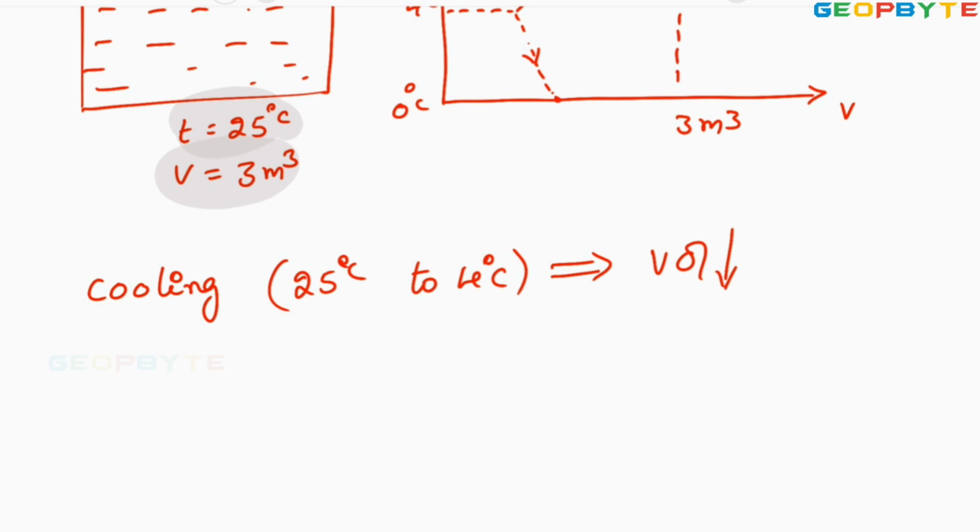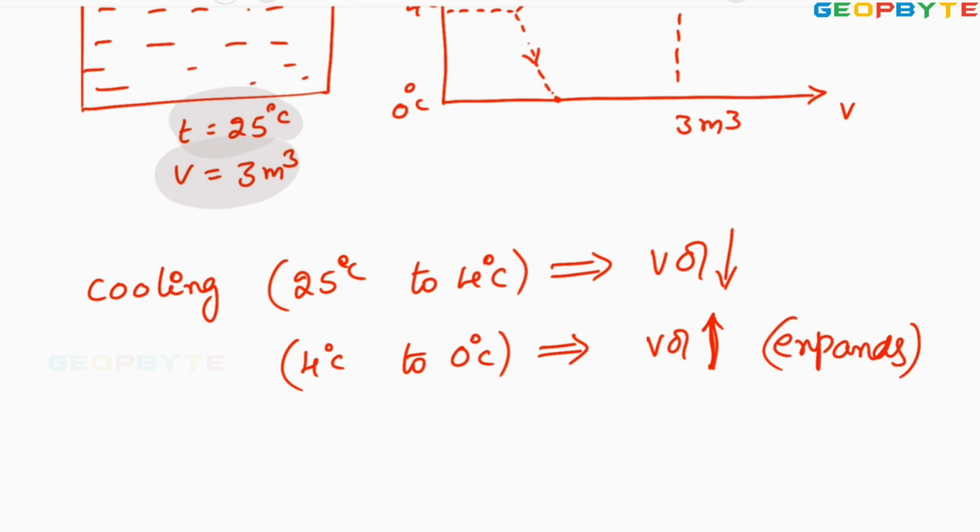During the same cooling process, from 4 degrees centigrade to 0 degree centigrade, the volume occupied by the water increases, which means the water expands. But when the water is cooling from 25 degrees centigrade to 4 degrees centigrade, the volume decreases, which means the water is contracting or compressing. I hope you clearly got my point.